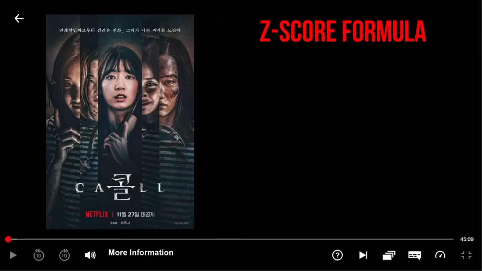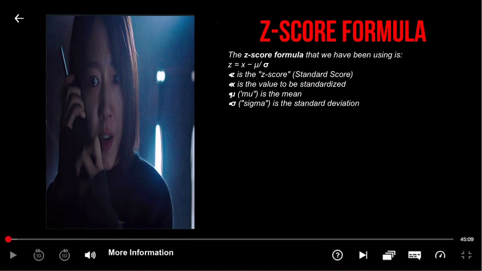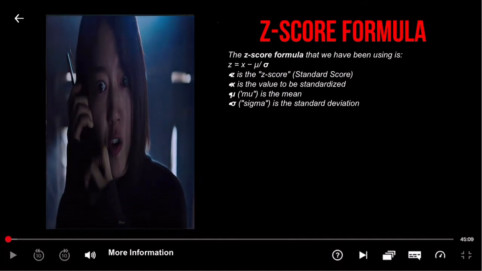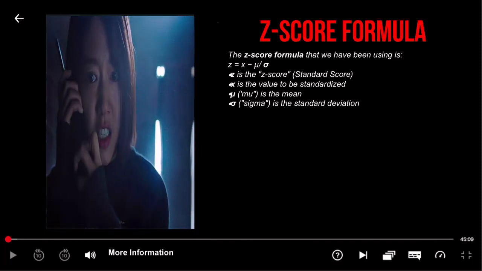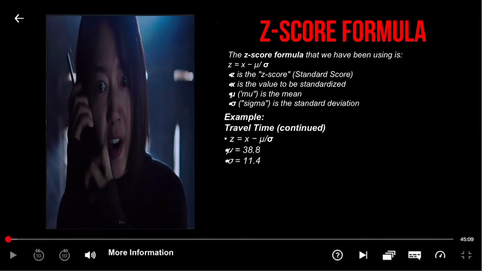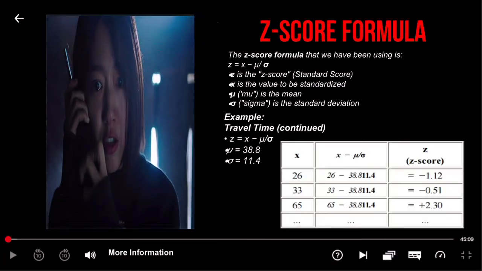Z-score formula. The Z-score formula that we have been using is Z equals X minus mean over standard deviation. Again, Z is the Z-score or the standard score, X is the value to be standardized, the mean, and the standard deviation. As an example, let us continue the example we had earlier, which is the travel time. Here are the first three conversions using the Z-score formula.